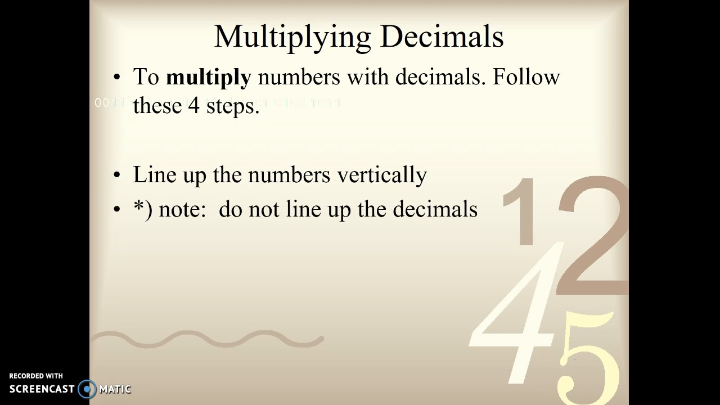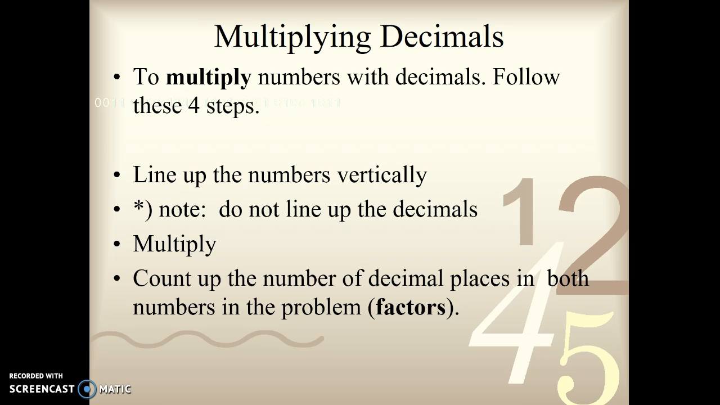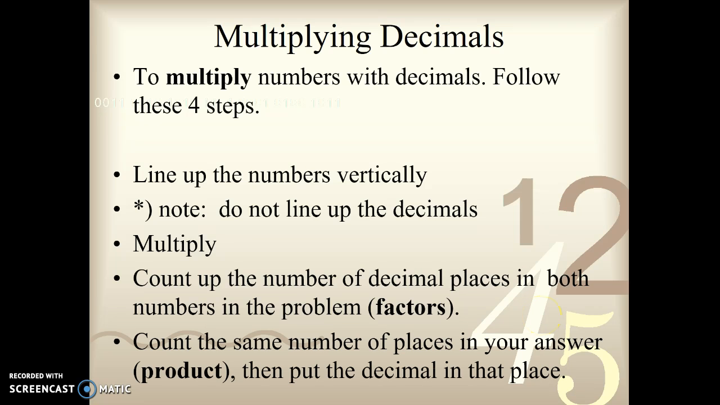Step 2 is to multiply. Step 3 is to count up the number of decimal places in both numbers in the problem. You should remember that we call those numbers factors. Then step 4 is to count the same number of places in your answer or your product and put the decimal in that place. Go ahead and pause the video right now and make sure that you have all of these notes written on your notes page exactly as it appears on the screen.